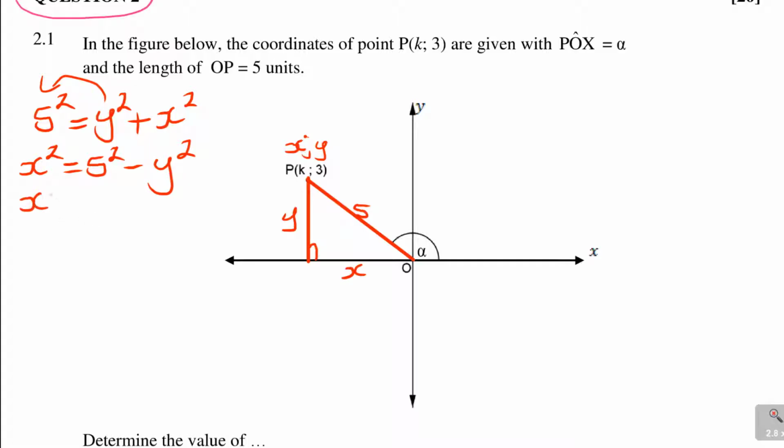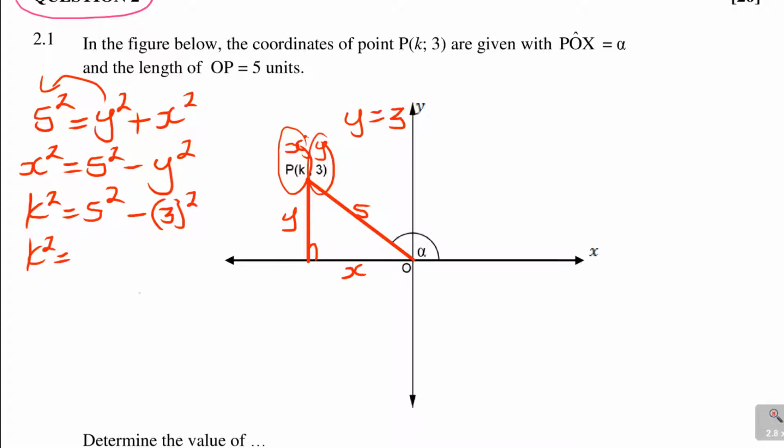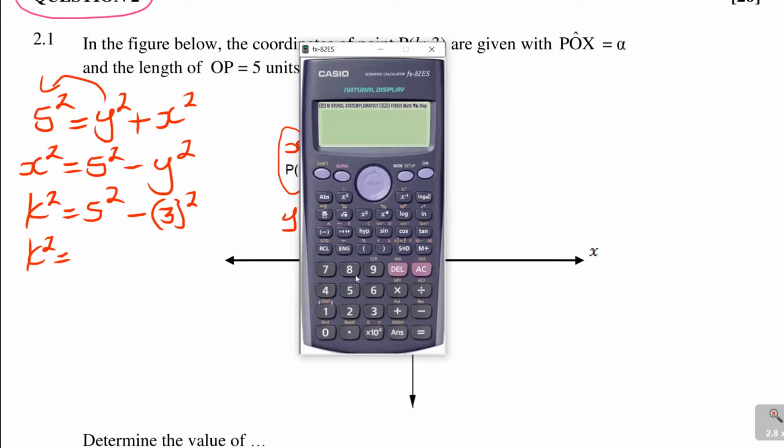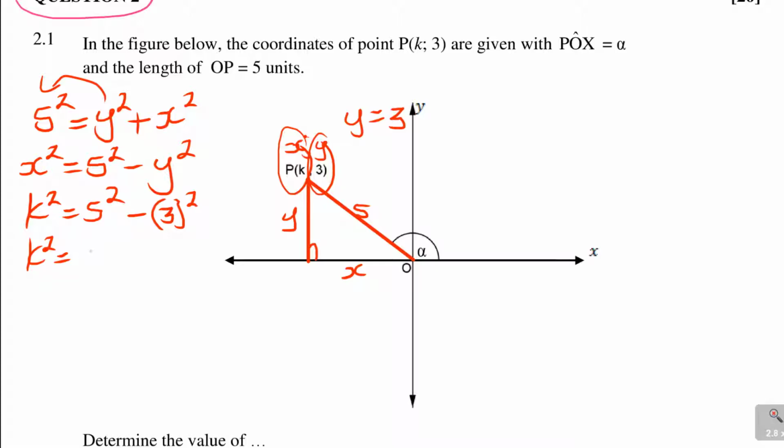So my x squared, which is k in this case, you see x is representing k. Remember this. And y is representing 3. So k squared is equal to 5 squared minus my y in brackets, always put in brackets, minus 3 squared, always in brackets. So k squared is equal to, then the calculator will come in handy. Avoid trying to work this out mentally. So 5 squared minus 3 squared is equal to what? 16. So I've got 16 here.